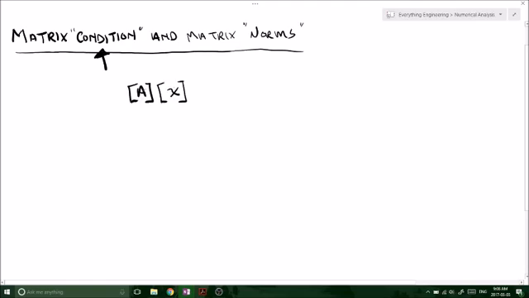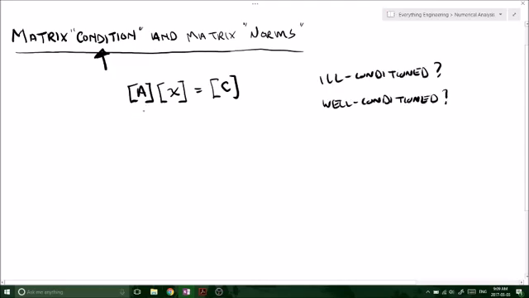So given a matrix A times your vector x equals some solution vector C. The condition basically is saying whether it's ill-conditioned or well-conditioned. It says basically, okay, let's suppose we make a small change in A. How will that affect our solution vector? Will we still get a small change, or will we get a large change in C?